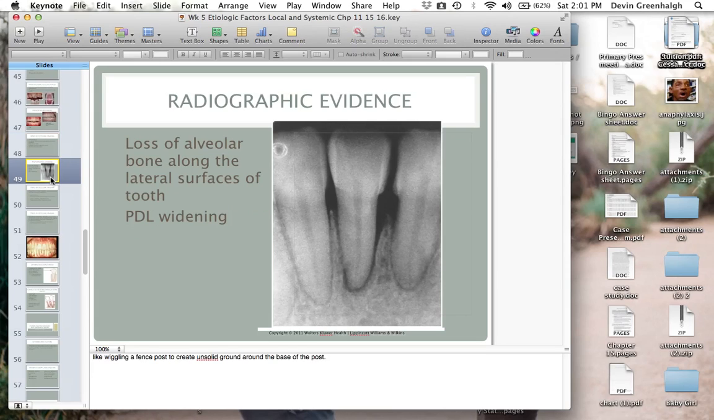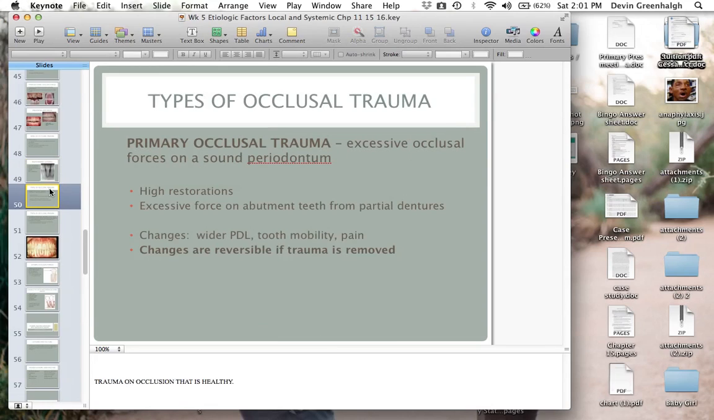So here's a radiograph of loss of alveolar bone along the lateral surface of the tooth, and you can see a PDL widening. PDL widening is the first sign of occlusal disharmony. Primary occlusal trauma: excessive occlusal forces on a perfect periodontium. This can happen from high restorations, high sealants, excessive force on abutment teeth from partials. First thing you see is a wider PDL, tooth mobility or pain, and changes can be reversed if the trauma is removed. Remember, that's primary occlusal trauma. Trauma that is on healthy teeth.